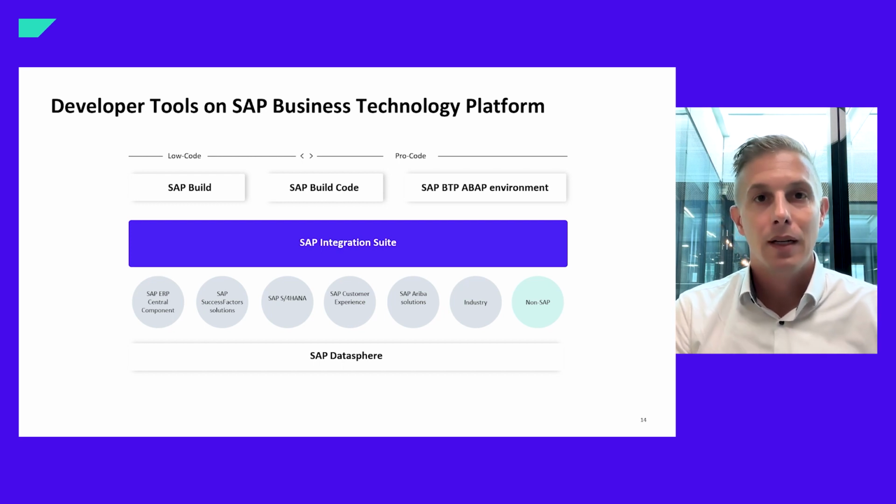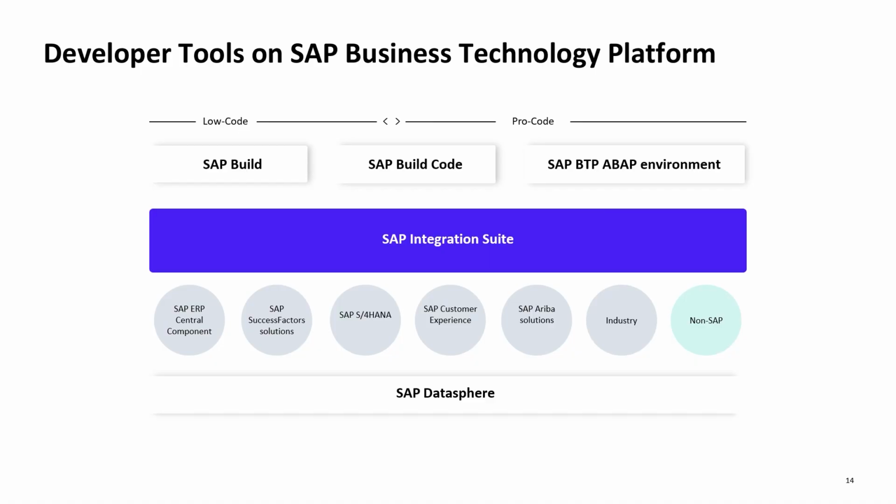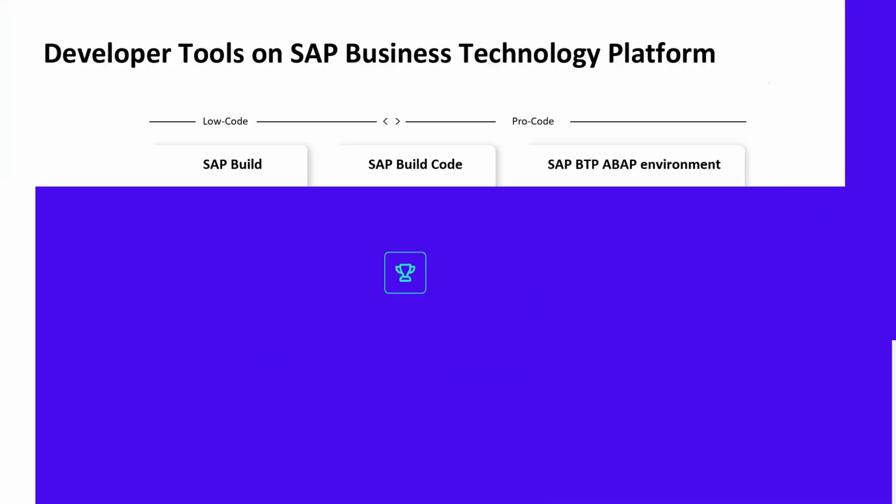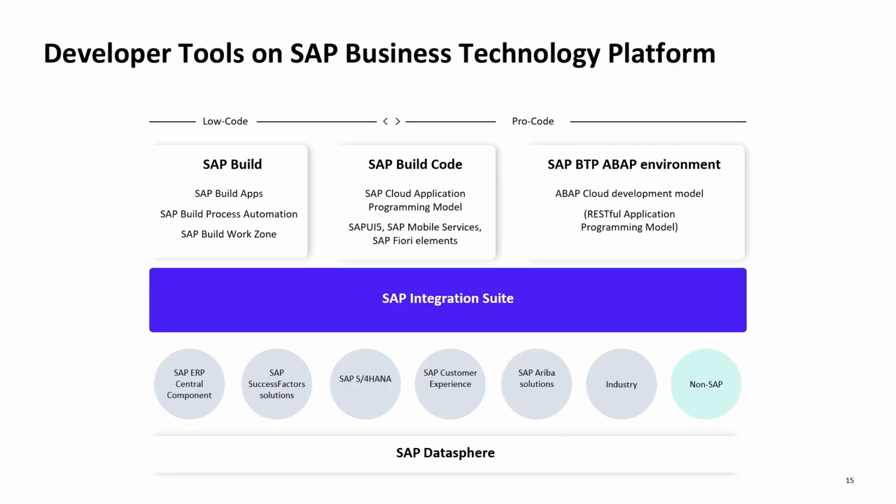And then last but not least, we have our Data Sphere, which comprises all our data products for data management and analytics. Let's dive a little bit deeper into the topic of BTP. SAP Build consists of SAP Build Apps for building applications and lightweight UIs. We have SAP Build Process Automation. This is our first and foremost offering for workflows, tasks, decisions, and also RPA style automations.